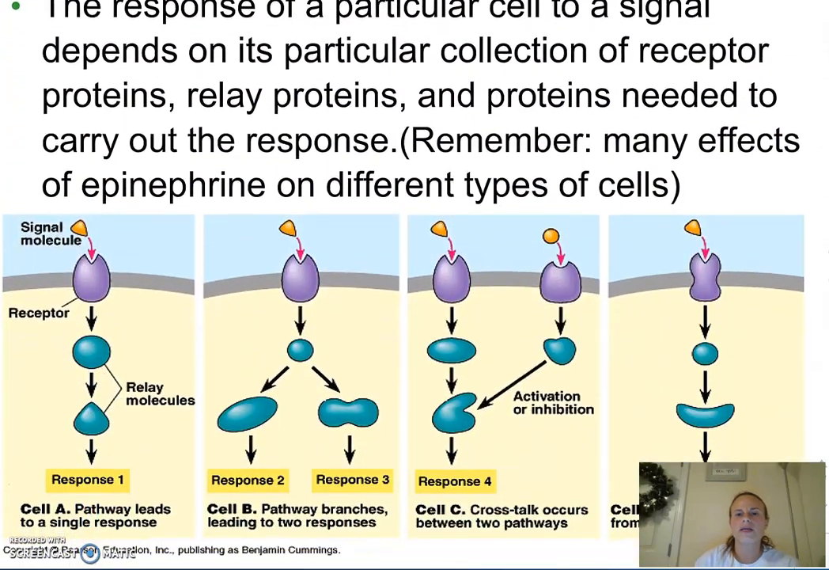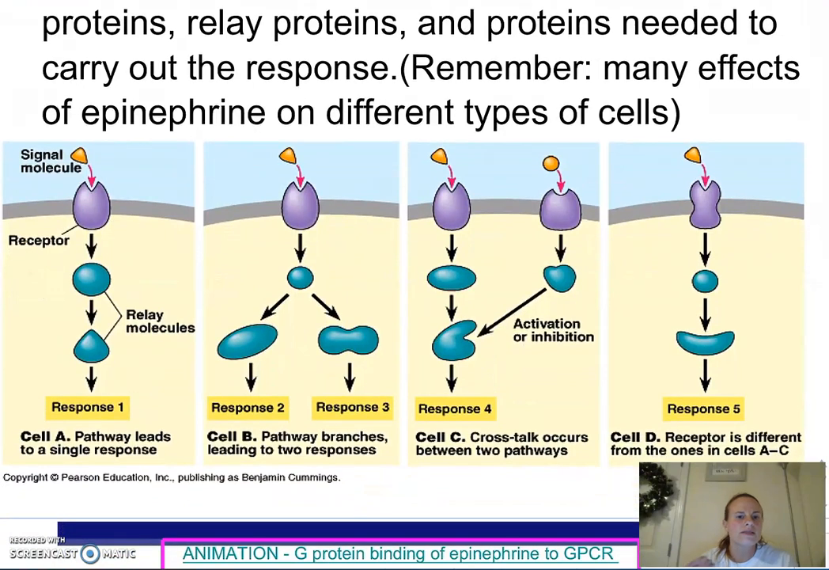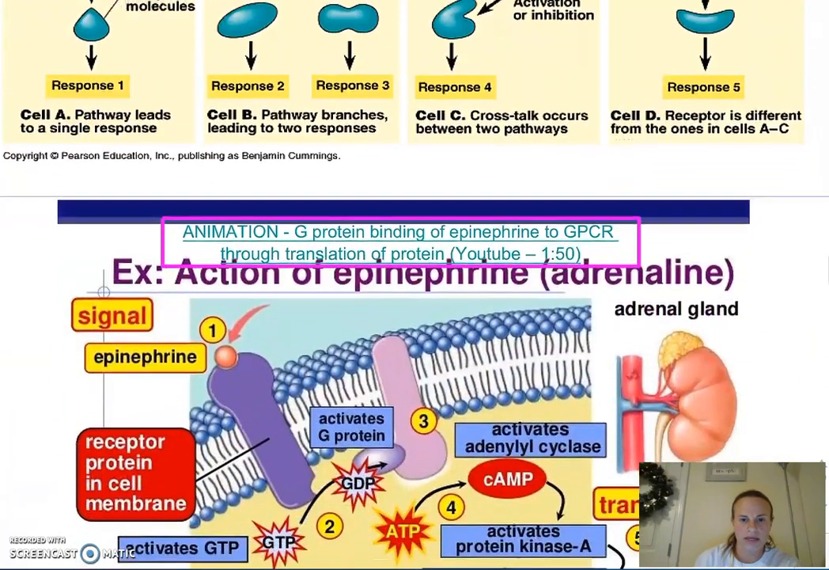The response of a particular cell to the signal depends on the particular collection of receptor proteins or relay proteins and of the proteins needed to carry out a response. So what I'm saying is that one signal molecule doesn't necessarily always elicit the same response. There are multiple pathways that could occur because of the same ligand. It depends on the receptor proteins, the relay proteins, and the proteins needed to carry out the response that determine what the overall pathway is going to be.